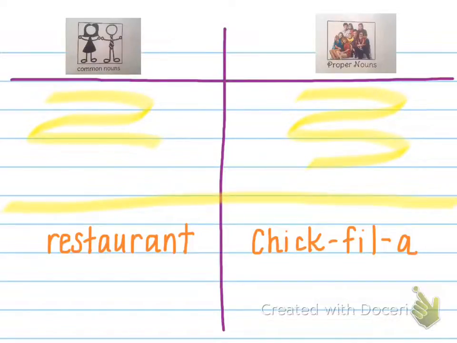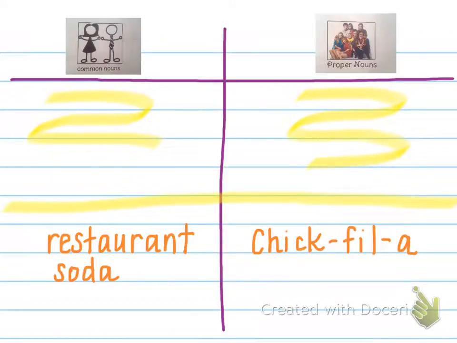Let's write another. Write down soda on the left common noun side. Soda is a common noun. There are lots of different kinds of soda. If I ordered a drink and just said, "I want a soda," the waiter would say, "Well, what kind?" Soda is a common noun.